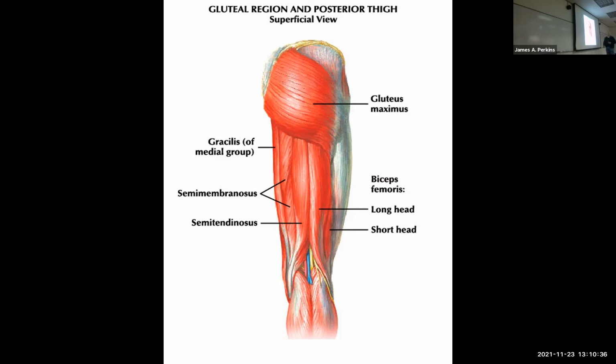The short head originates directly from the femur. It's originating from the shaft of the femur, part of the linea aspera, just the posterior part of the shaft of the femur. And then it joins with the long head, and then together they insert on the tibia.